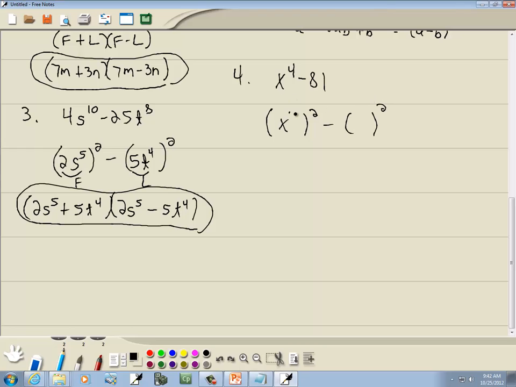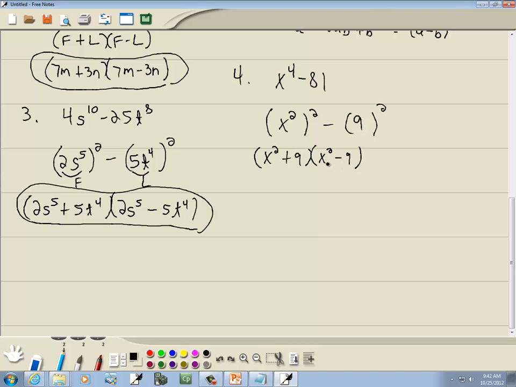So we're going to try to write it as something squared minus something else squared. Well, this is x squared. Again, you could take 4 divided by 2 gives you 2. 9 times 9 gives you 81. So we'll take what's inside our first parentheses, we add what's in our last. And we take what's inside our first, and we subtract what's in our last.